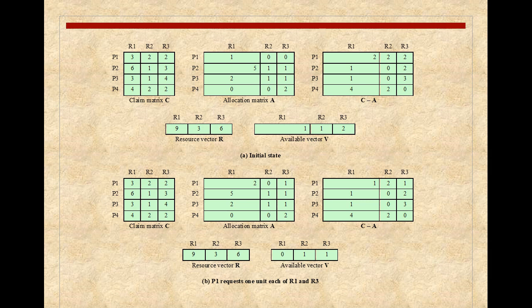So this is all about deadlocks and Banker's algorithm. Banker's algorithm actually works to determine how you can allocate the resources so that deadlock does not occur.